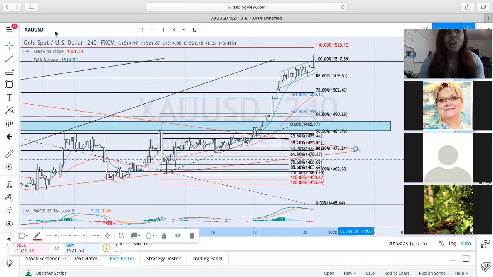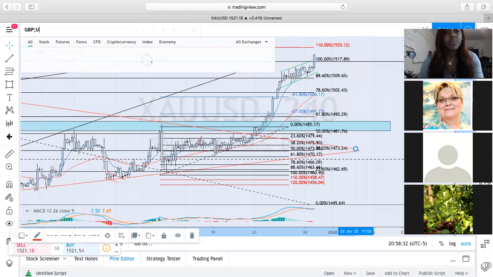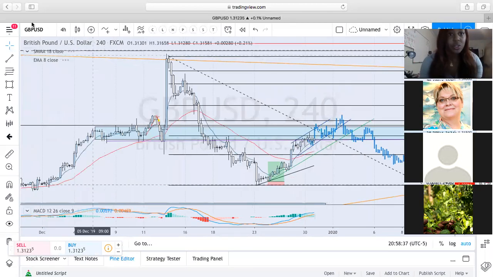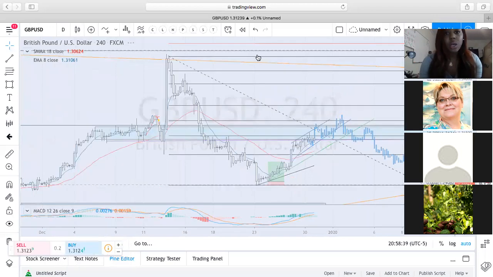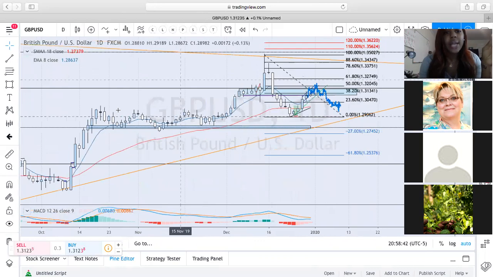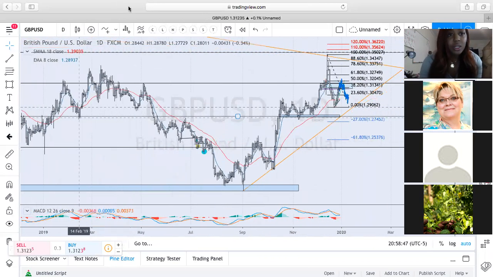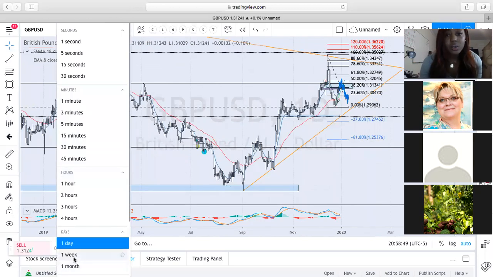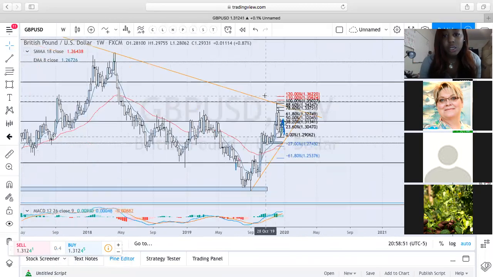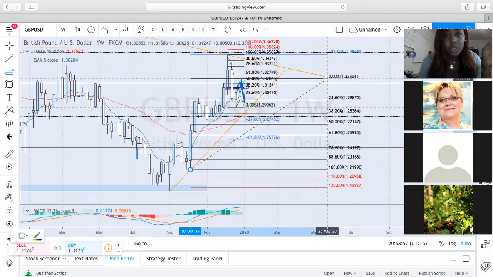Okay. So I'm just going to show you guys an example. I'm going to go back to GU to show you. I'm going to go to the daily on GU. So when this, oh, I deleted the big trend line. Hold on one second, let me draw it back. Yeah, here. All right.